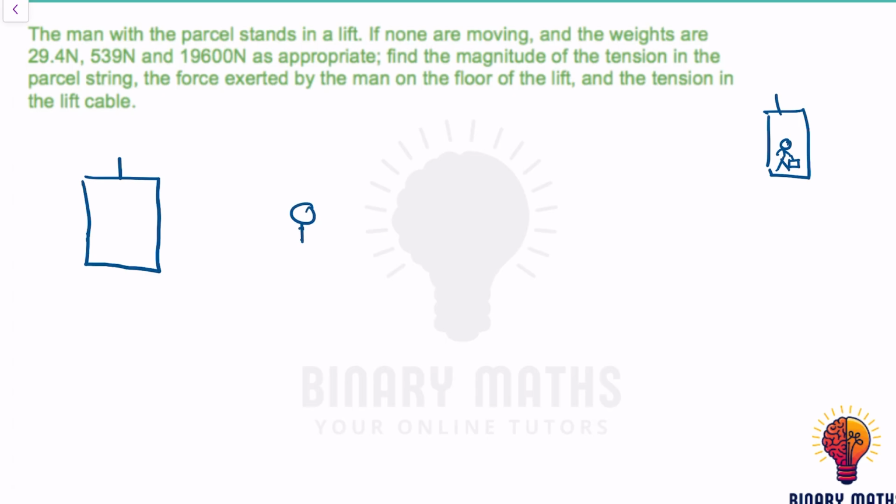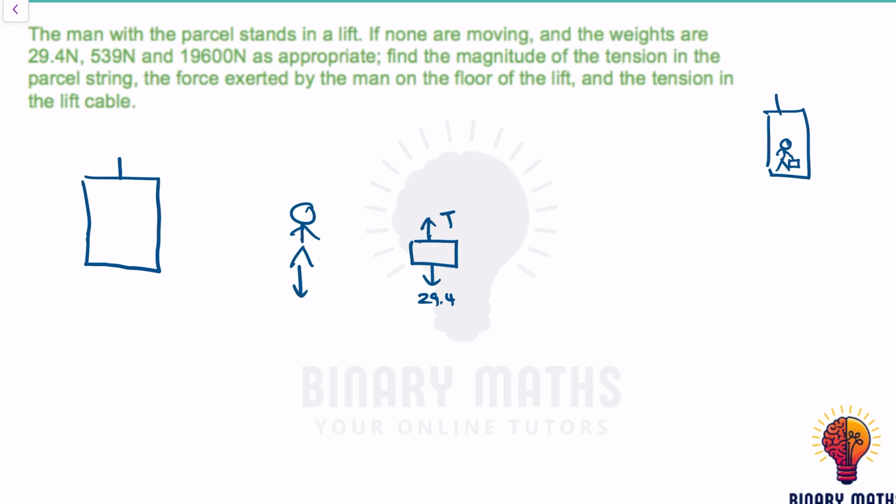We've got the man, and then we've got the parcel. So what does the parcel feel? The parcel feels its own weight. So the weight of the parcel pushing it down, which is equal to, we can just write it down, 29.4 newtons. And then pulling it up is the tension from the string.